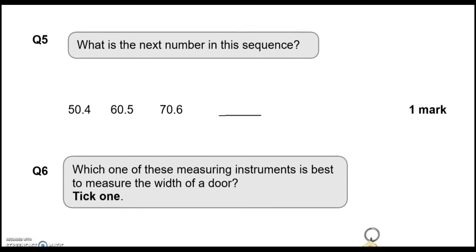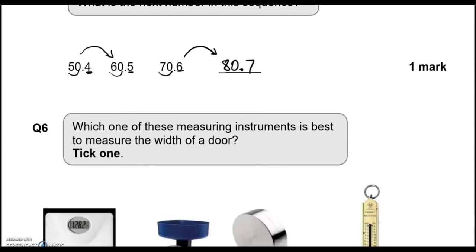What is the next number in the sequence? We've got 50.4, 60.5, 70.6. So we can see the whole number is going up by 10. So 50, 60, 70, 80. And then the digit after the decimal point is going up by 1. So 4, 5, 6, 7. So 80.7. The other way would be to work out the difference between 60.5 and 50.4 using a calculator. It should be the same difference over here as well, and here.